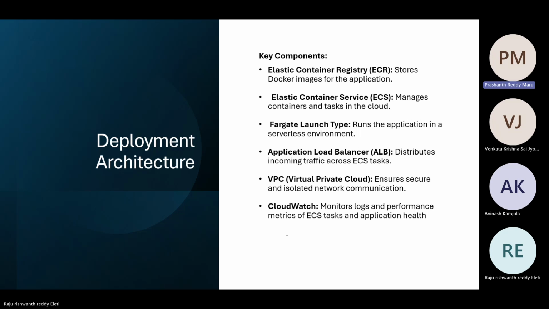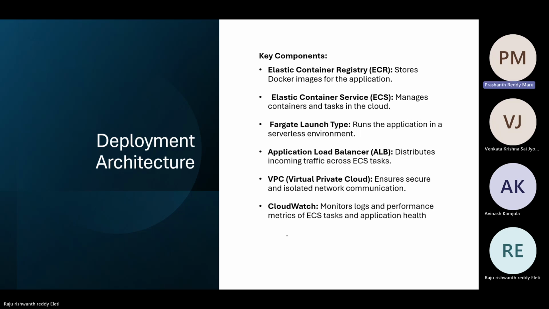So here are the architecture components, as we have seen earlier in the diagram. Elastic Container Registry stores the Docker images of the application, and Elastic Container Service, after deploying the application into the containers, manages the containers and tasks in the cloud. Fargate is a serverless environment, where we don't have to bother about the servers and the infrastructure behind the application which is running live. And also the application load balancer, which is used to distribute the traffic.